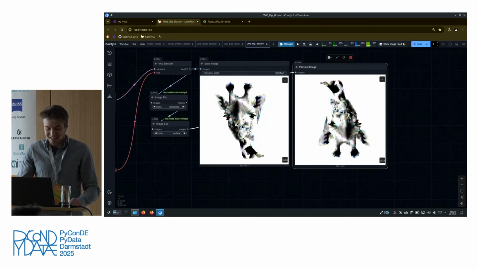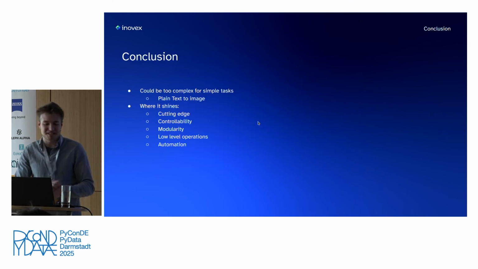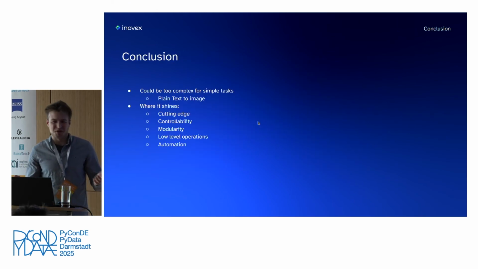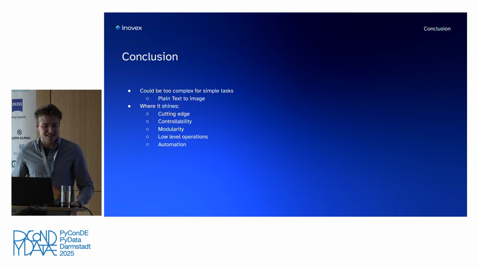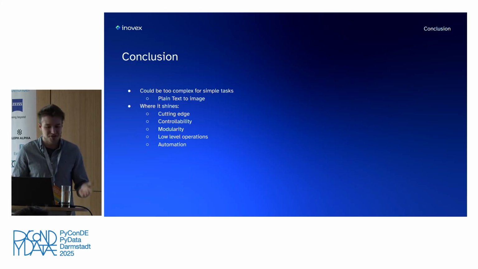Yeah, and basically this is what I wanted to show you. So what can we say? If you want to use this for simple tasks like just text-to-image generation, it's too complicated. But if you want to use cutting-edge models, or you want to have maximum controllability, you want to make use of the modularity and do low-level operations and automate maybe, because you can use it as an API, this might be the right tool for you.